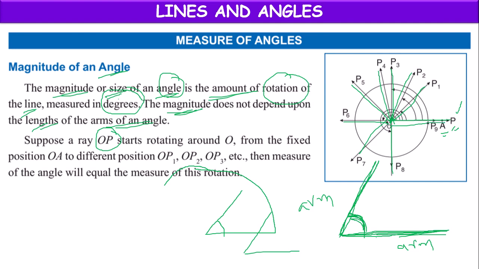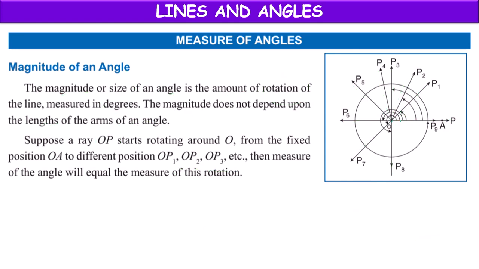So here from OP to OP1, how much rotation is made, that is considered as one angle. From OP to OP1, this is one angle. From OP to OP2, this is another angle. From OP to OP3, this is another angle. Like that, between two rays or between one rotation, we can define different angles. For different positions, we can have different angles.